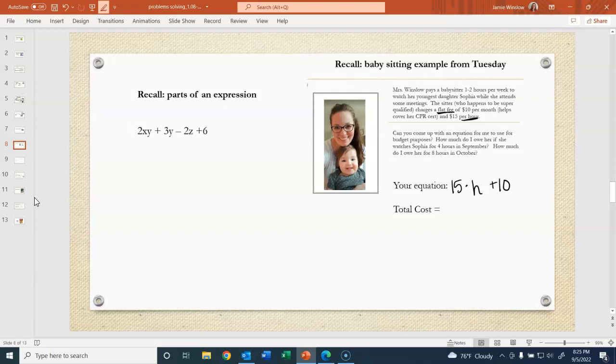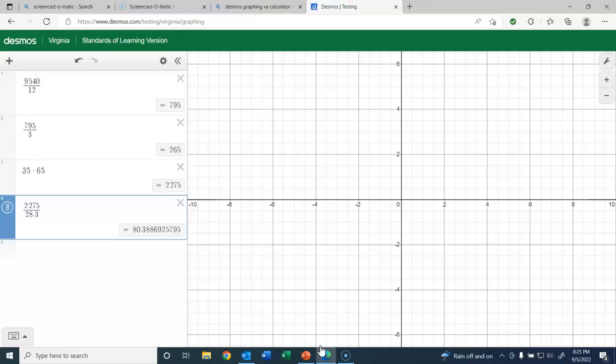Let's see, how much do I owe her if she watches Sophia for 4 hours in September? So that would be, we just have to multiply by 4. And this would be what, 60 plus 10, $70. That doesn't seem like very much for a whole month. How much do I owe her for 8 hours in October? So we would do the same thing, right? 15 times 8 plus 10. And what is 15 times 8? It's going to be double that, right? Let's just double check. Yeah, 120.